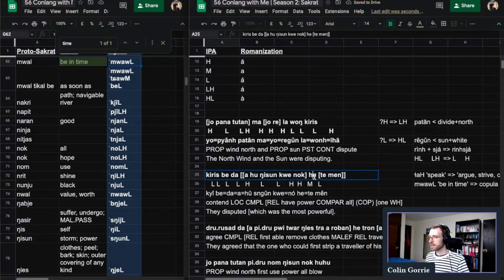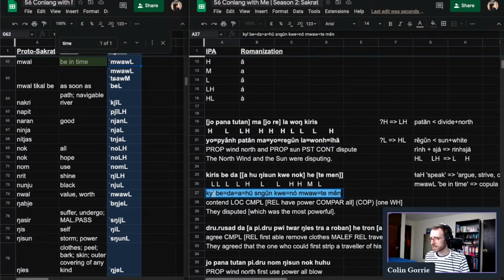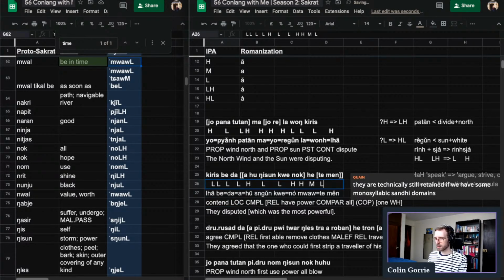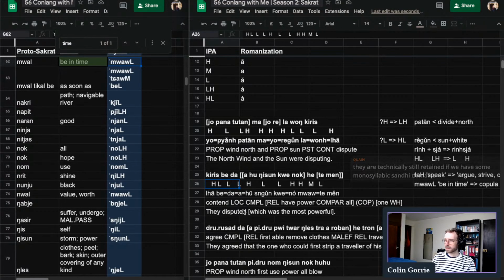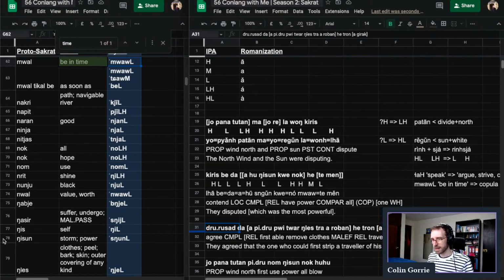So let's put that in. Mualte. Mualtemen. Mualtemen. And so we'd have to change this key as well to hla. So hla beda husngun que no mualtemen. Mualtemen. Yeah, so the contours will stick around when we have a monosyllabic word, for the purposes of sandhi, phonological word.